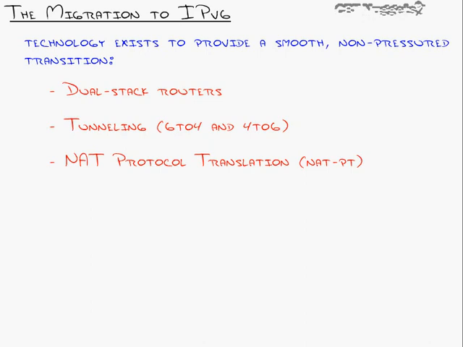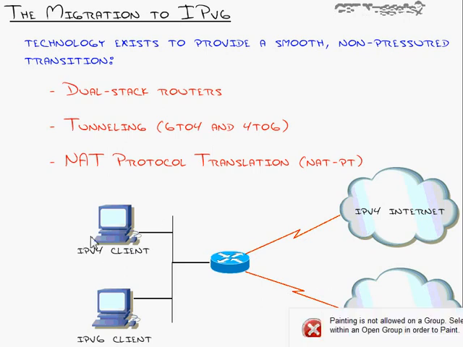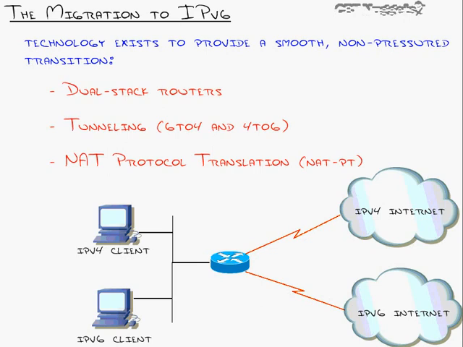The way that we can do it, there's 3 different strategies. Number 1 is by using dual stack routers. What we can do is go in here and set up a router that runs both protocols at the same time, IP version 4 and IP version 6. The IP version 4 Internet will be around for quite some time to come. The router can have one link over there and one link to the IP version 6 Internet or Internet 2.